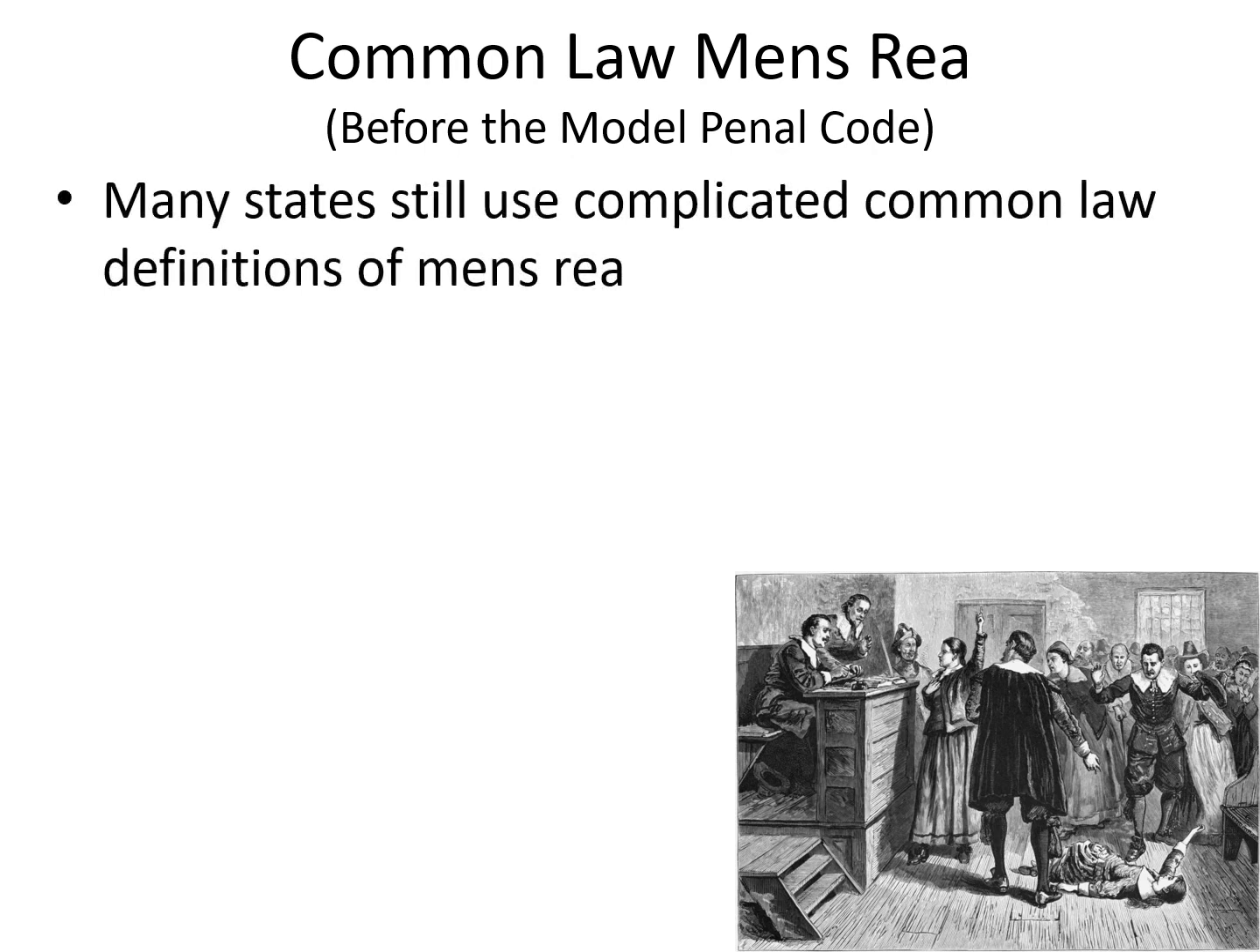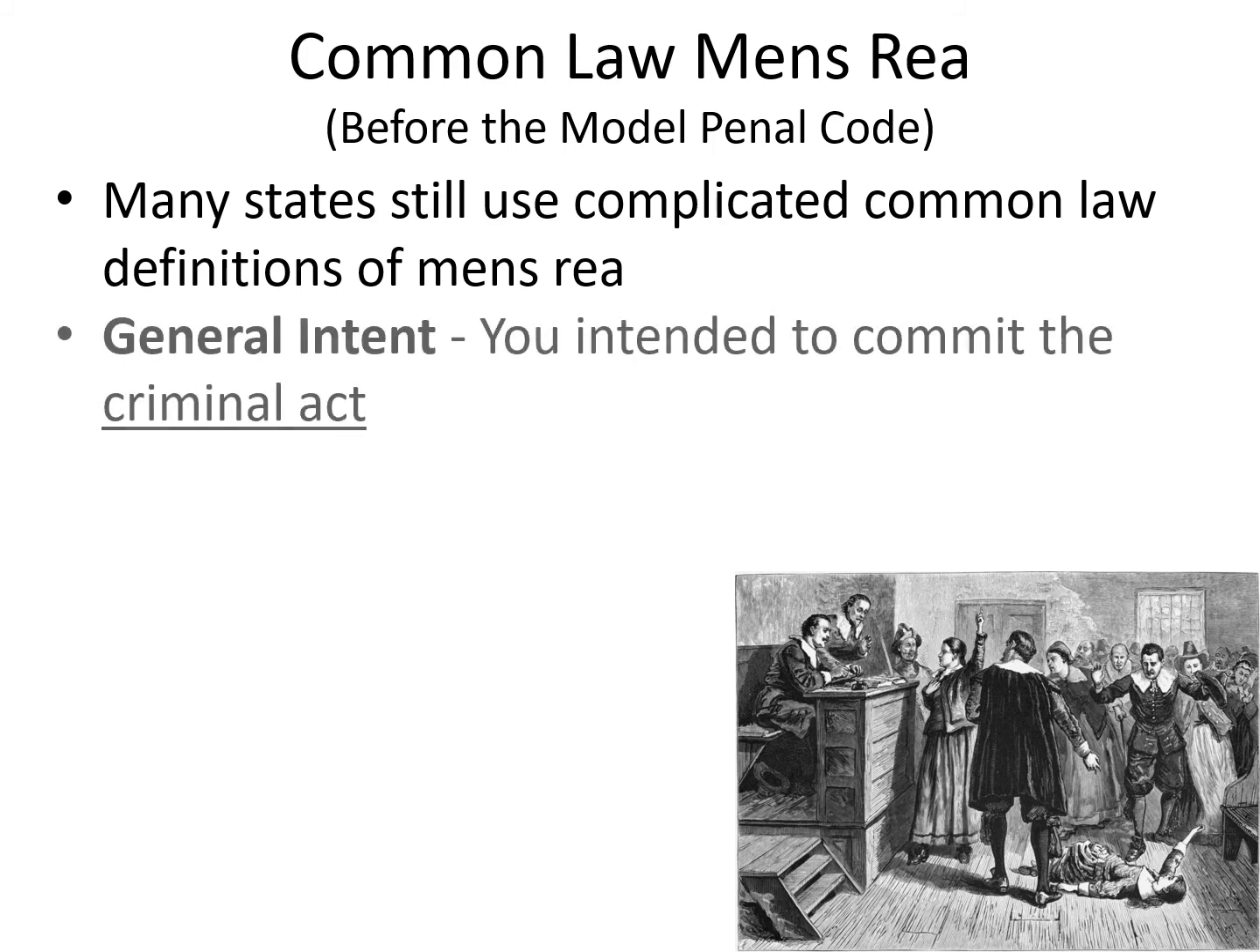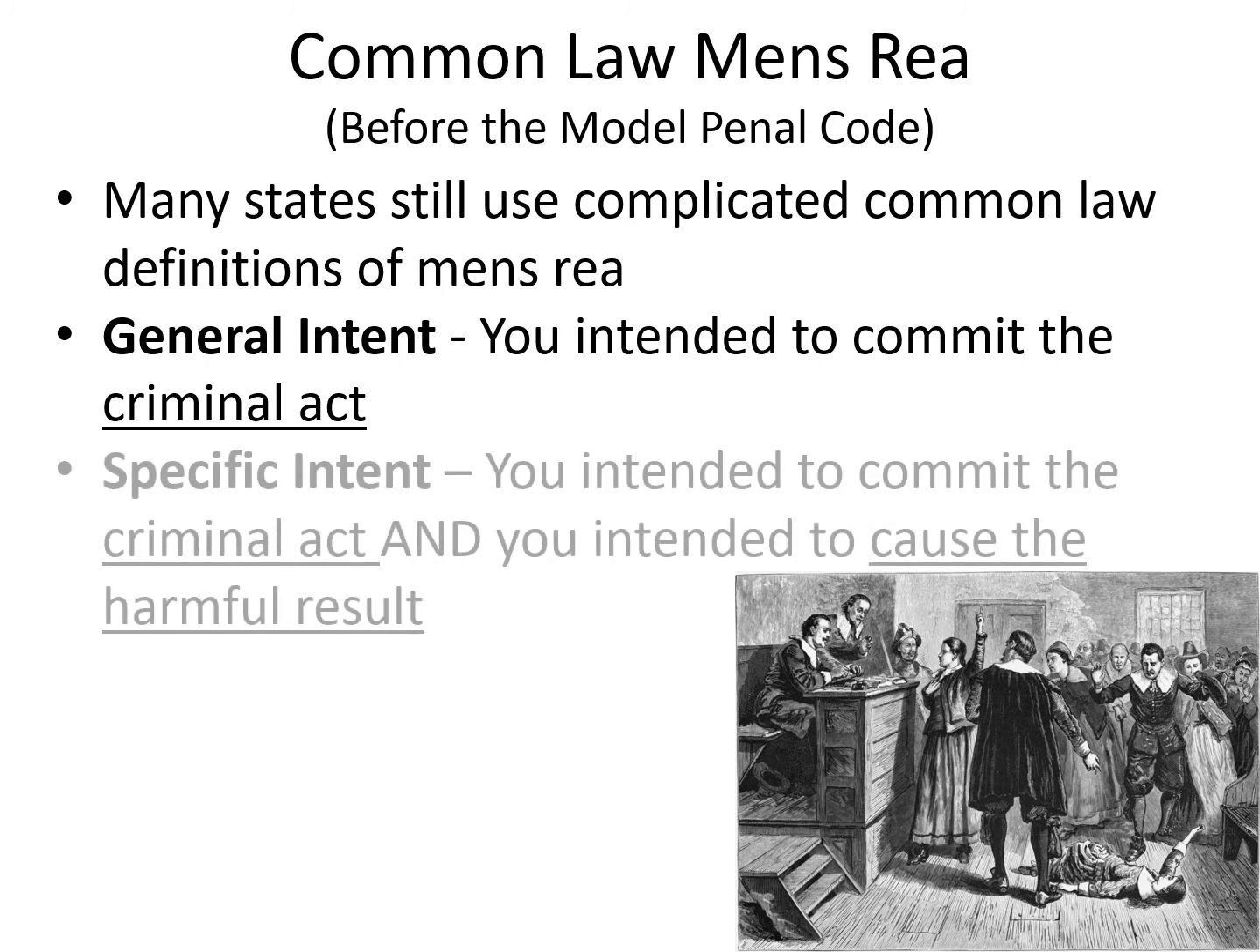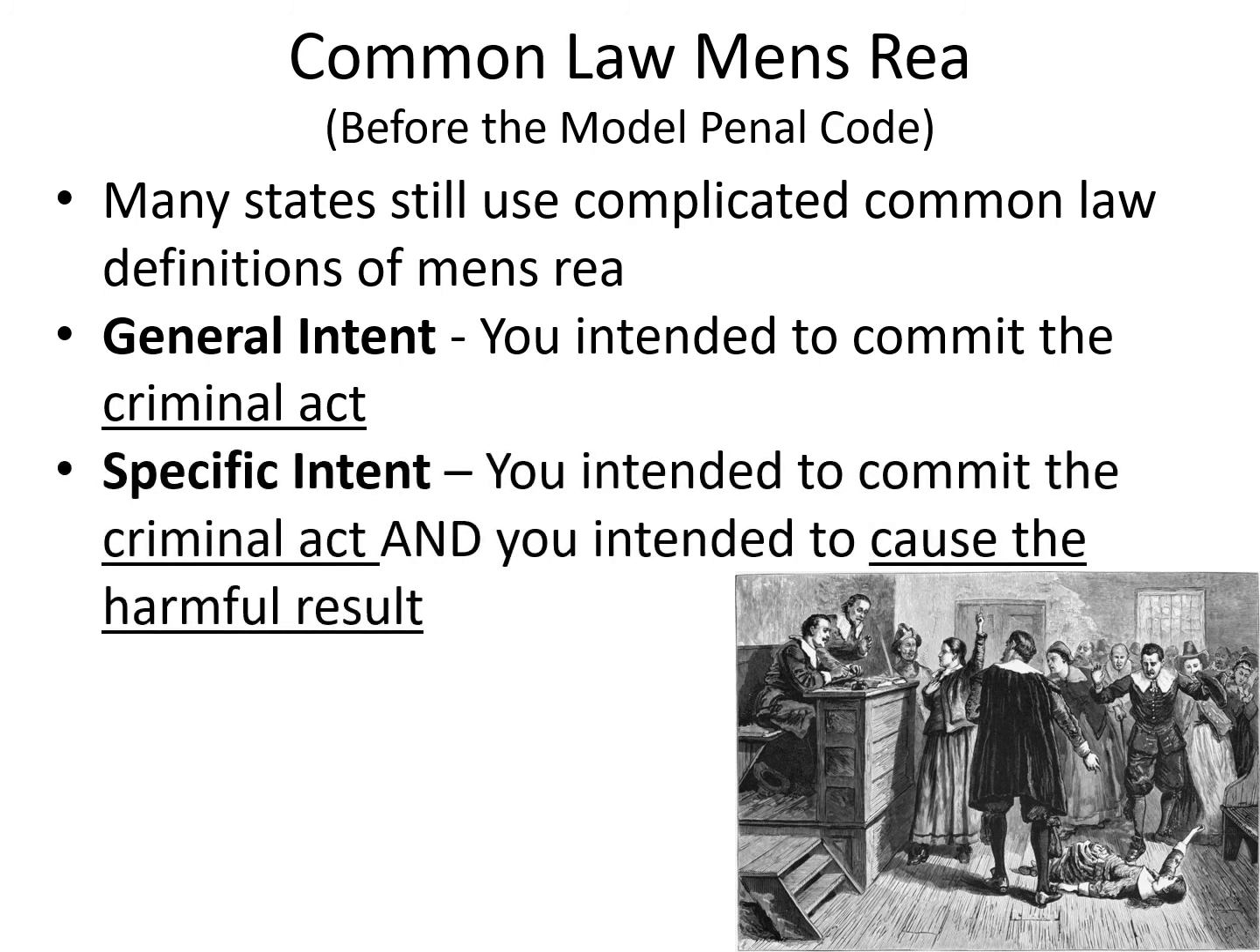Common law definitions are more complicated, and there are still some states in the United States that follow common law. Key to understanding the common law is distinguishing between general intent and specific intent. General intent means you intended to commit the criminal act, and specific intent means you intended to commit the criminal act and you intended to cause the result. So intending to commit the act and intending to cause the result are two different things under the common law, general intent and specific intent.